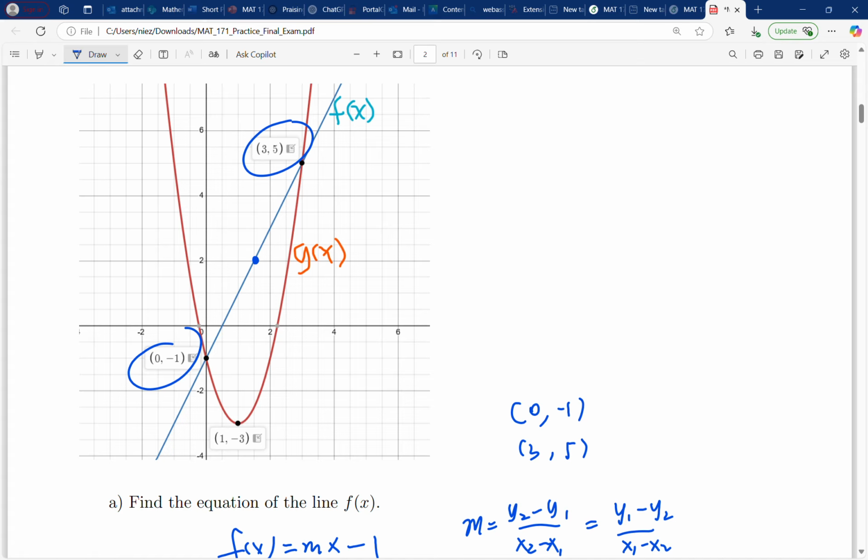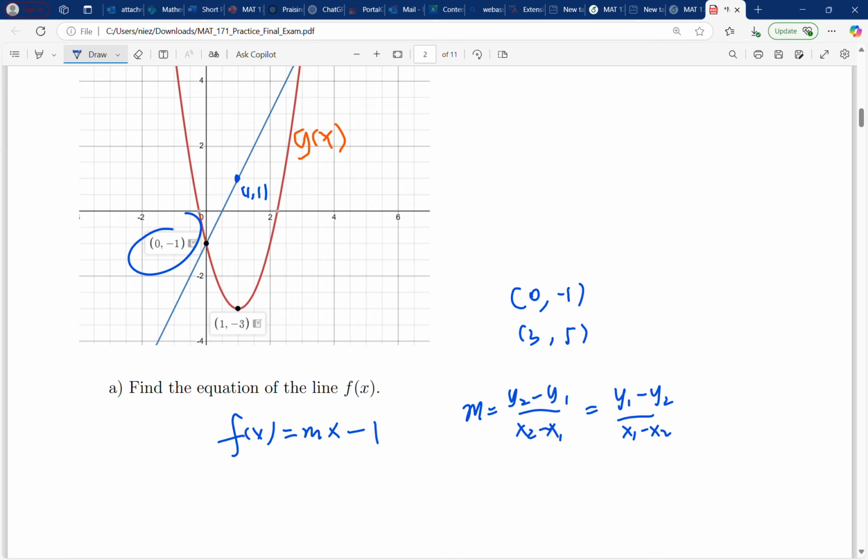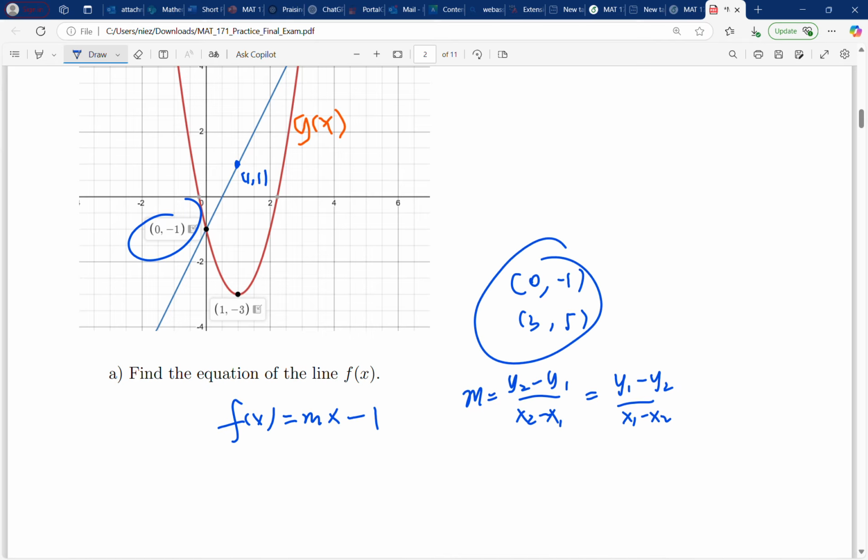What is this point? This point is not an integer, right? Which point is an integer? This point is an integer, here's 1, 1. You can also use this point, but I'm going to use those 2 points since they're labeled and clear. So y2, we use 5, minus y1, -1, and x2, 3, minus x1, 0. So you get 6 over 3, which is 2. So the slope is 2, and f of x equal to 2x minus 1.